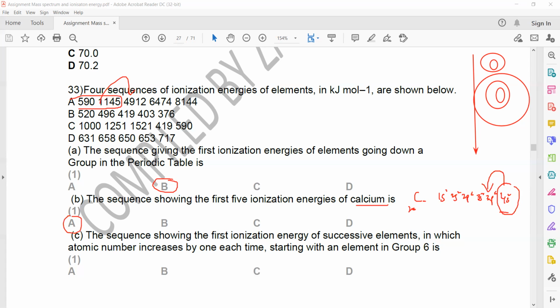The sequence showing the first ionization energy of successive elements, atomic number increases by 1, starting from group 6. So group 6, 7, 8, so it should increase, and then it will be group 1 and 2 because they are asking for successive. So for the first three numbers it should increase and then there should be a decrease and then a difference. So 1000, 1200, 1500 and then there is a decrease. So it means it's group 1 and 2. So C is the right answer for this question. Is it clear?